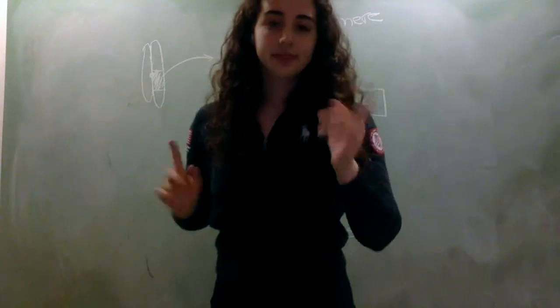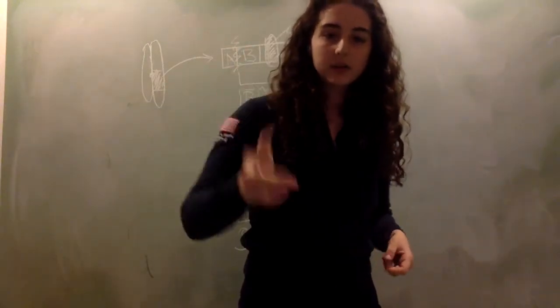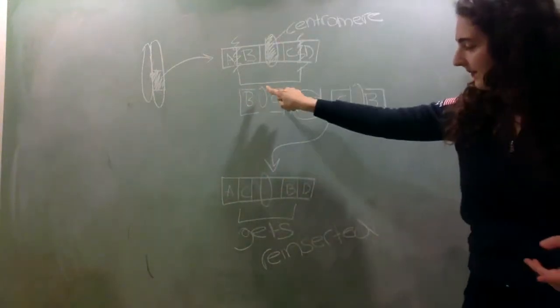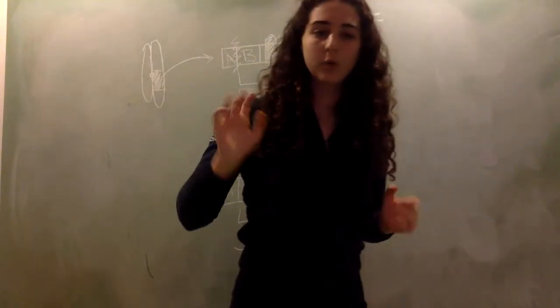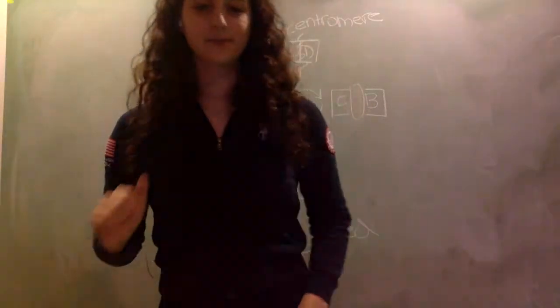So that's pericentric, and remember it includes the centromere. So see, the centromere comes with it, and then it gets flipped, so the centromere stays.